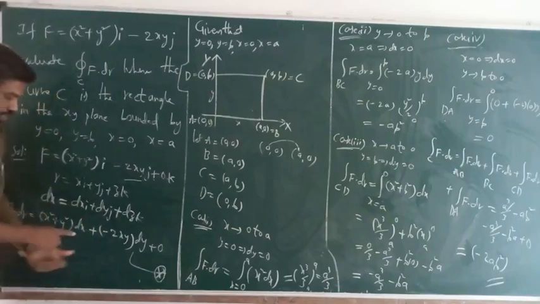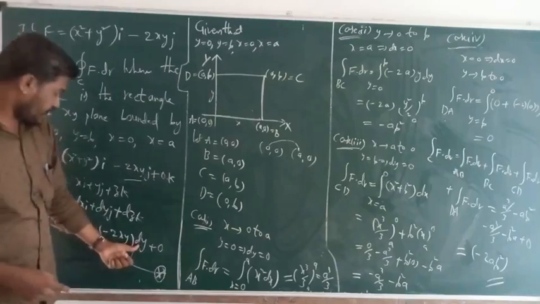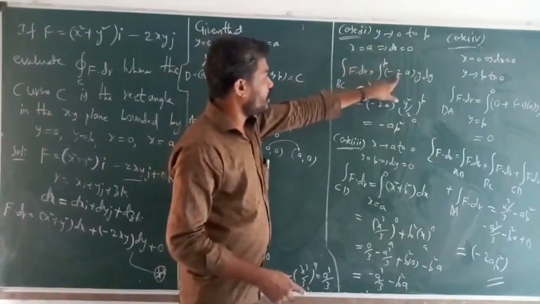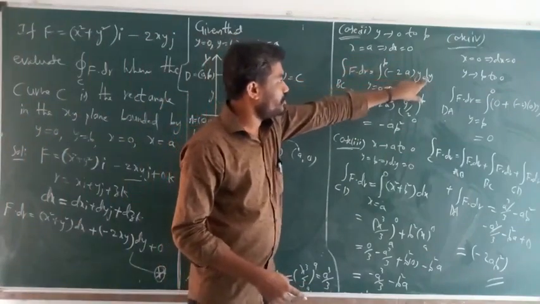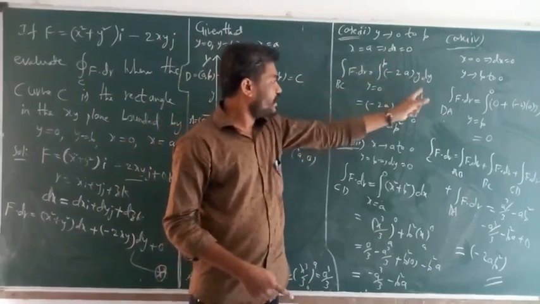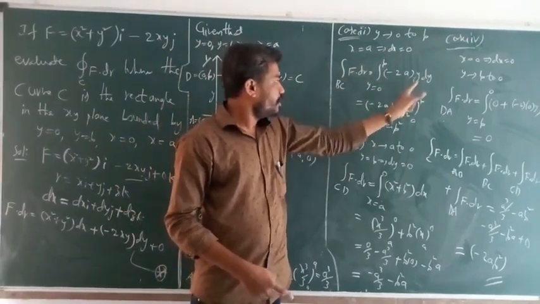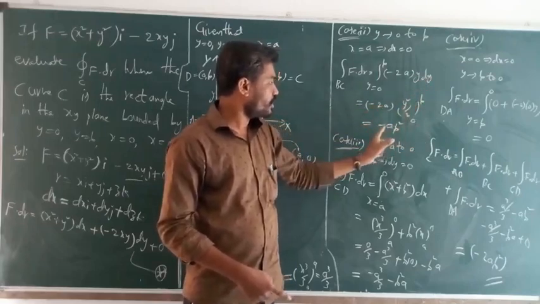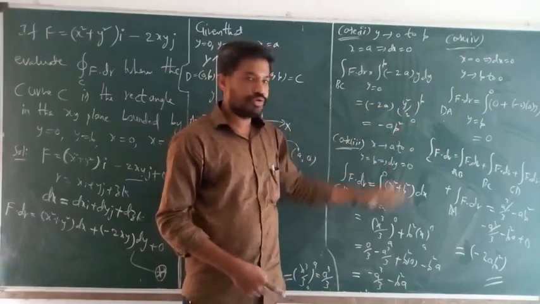This is the 0 part. On this side, the dy term has x value equal to small a. So the total is minus 2a into y into dy. The limits are y equal 0 to b. After integration, minus 2a is outside. The integral of y dy is y square by 2. Upper limit minus lower limit, the 2 cancels, giving minus a into b square.